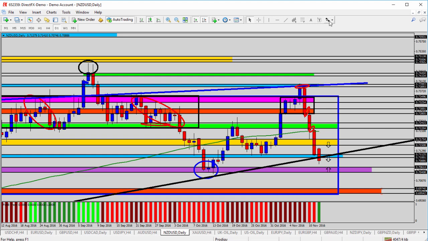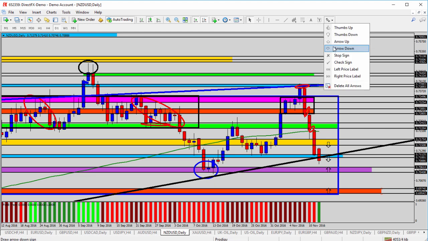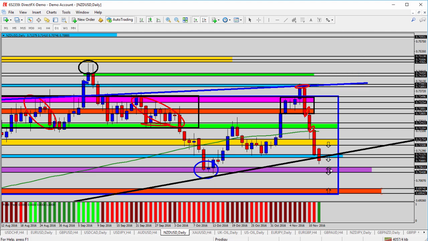So that's what I think we want to watch for this week. The breakdown under the purple zone last support low continues the free fall under the trend line, by the way, as well, down towards the mid-6900s for the NZD/USD this week.